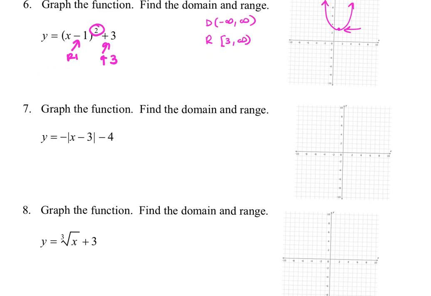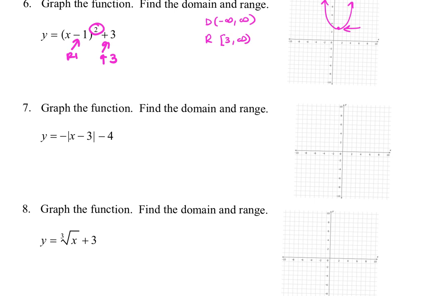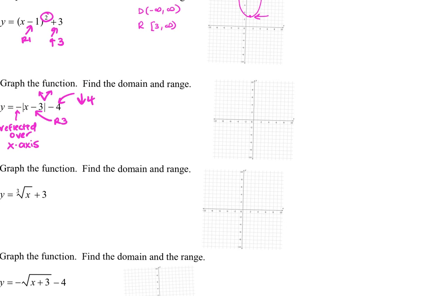Go to the next one. So 7, absolute value means it's a v. The negative on the front means it's reflected over the x-axis, or upside down. The negative 3 inside says go to the right 3, and the minus 4 says go down 4. So I go to the right 3, I go down 4, and then I make it go upside down.